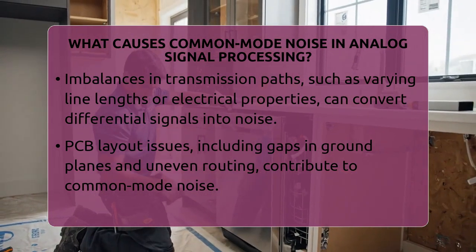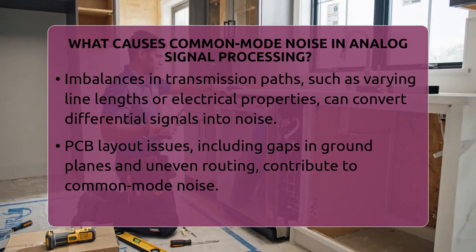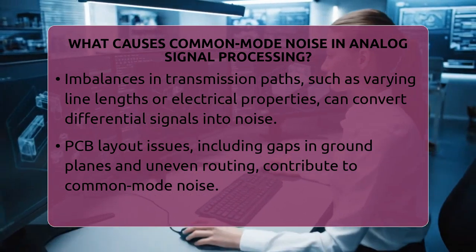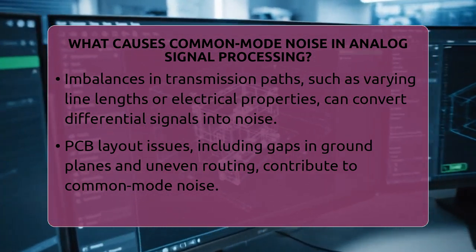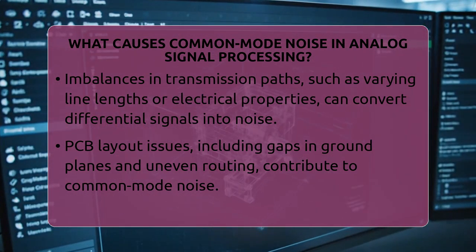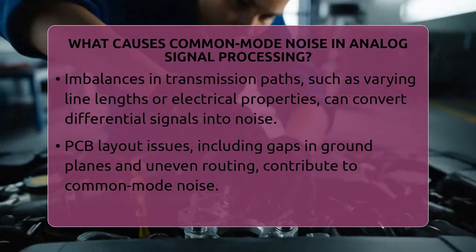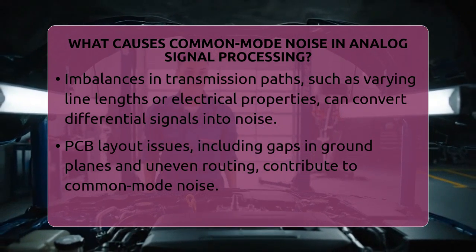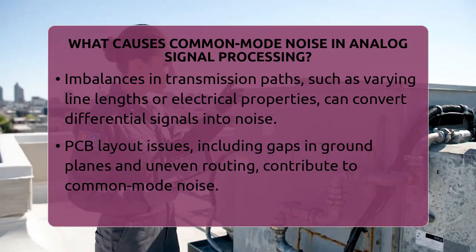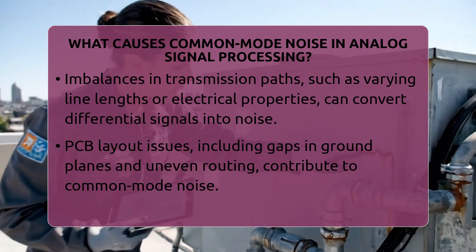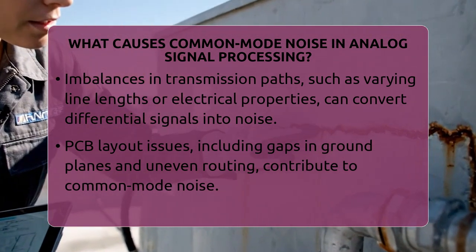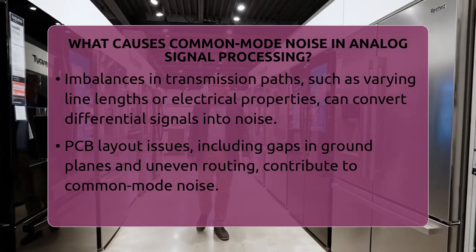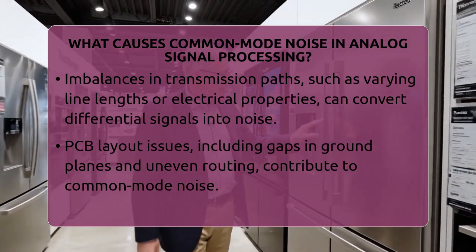PCB layout issues, such as gaps in ground planes or uneven routing, can also cause parts of the signal to convert into noise. Stray capacitances between signal lines and ground planes can pick up electromagnetic interference. Electromagnetic interference from nearby circuits, especially digital or switching power electronics, can induce high-frequency noise. This noise couples into analog lines through stray capacitances and mutual inductance, creating common mode currents.